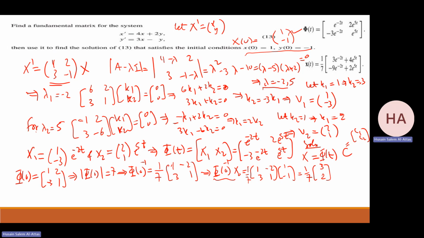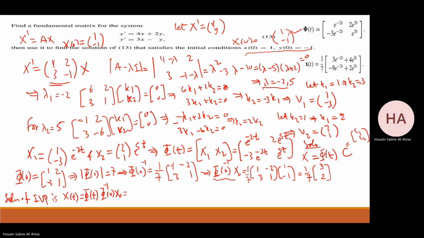So the solution of the initial value problem. What is the initial value problem? When x prime equals Ax and x at 0 is 1 and minus 1. The problem with the system of equations plus the initial condition is: x of t equals phi of t times phi inverse at 0 times x0. I know phi of t.